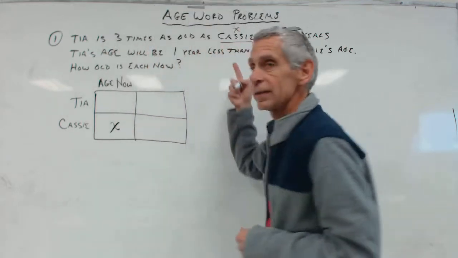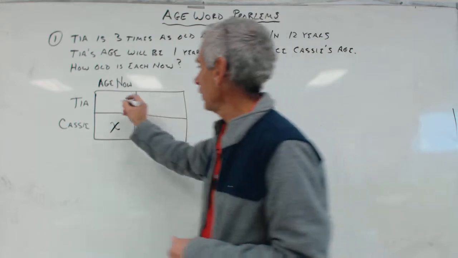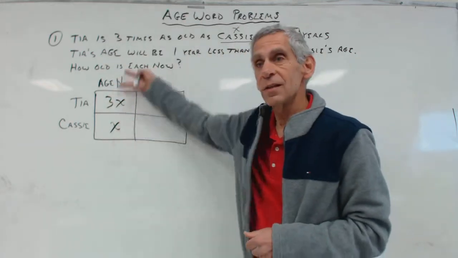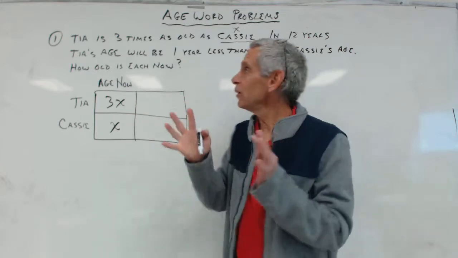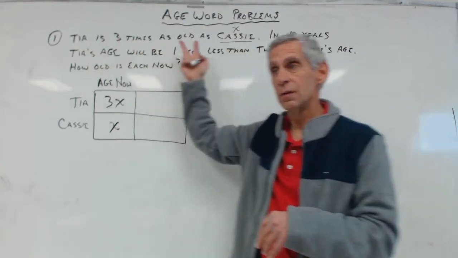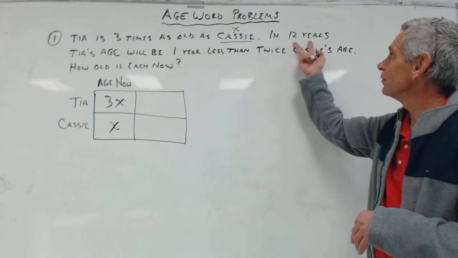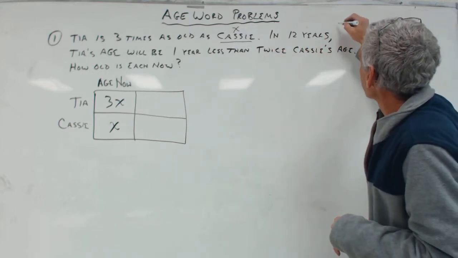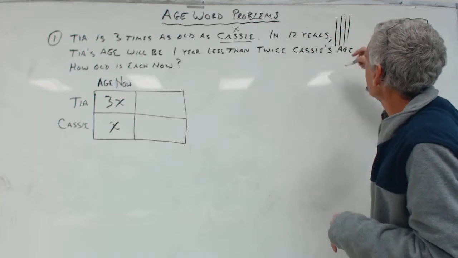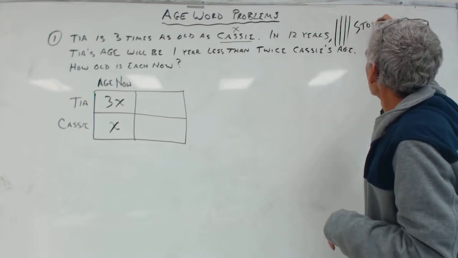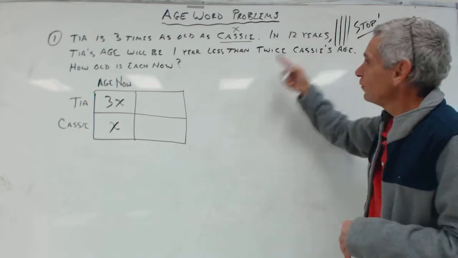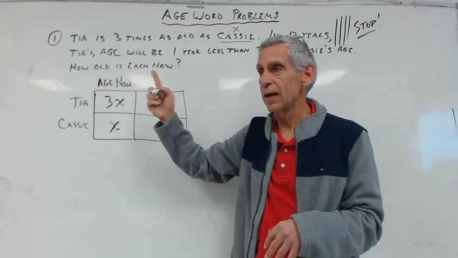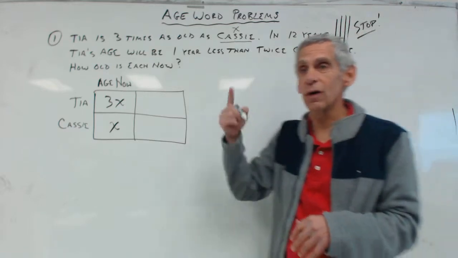And then what is Tia? 3 times as old as Cassie. How would I write that? 3x. Now notice we've got 2 different times. We have now, and then the second time is 12. In 12 years. Now, stop right here. Do not read past that. If you read all this, you're going to try to put all this in the box. Do not do that. You have to stop at in 12 years.